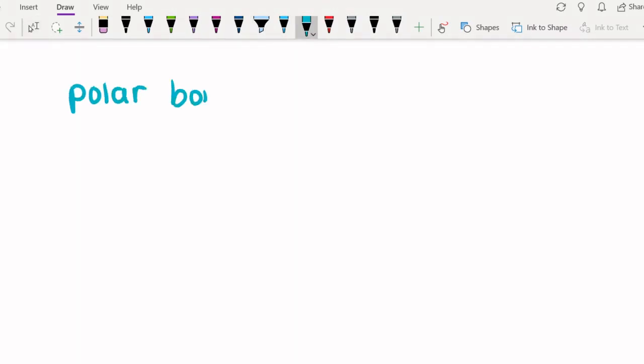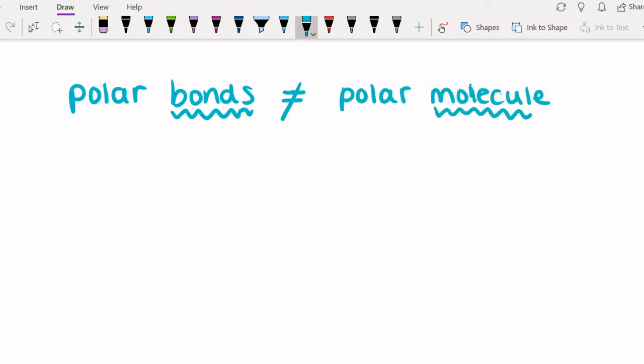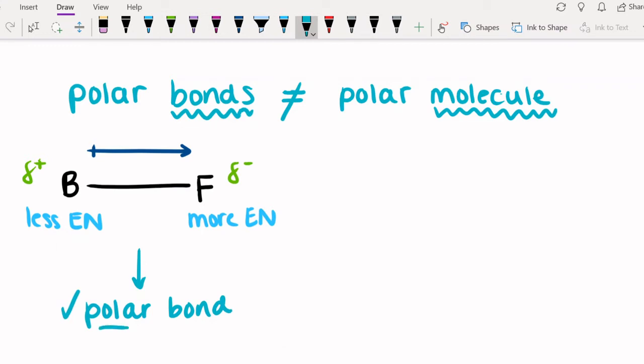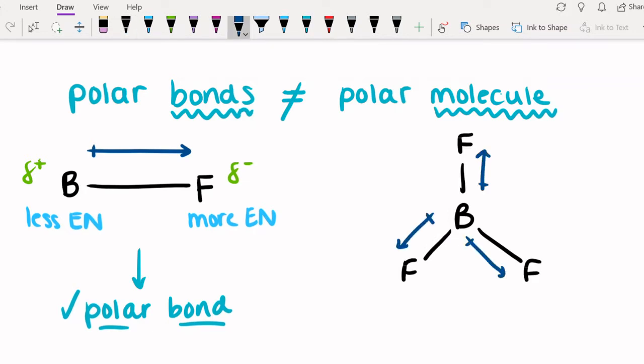Just because a molecule has polar bonds doesn't necessarily mean the whole molecule is polar. Let's take a look at a covalent bond between boron and fluorine. Fluorine is more electronegative than boron, so this is a polar bond. Boron trifluoride has 3 bonds between boron and fluorine. However, the electrons near boron will be pulled toward the fluorines in 3 opposite directions. This means that the attraction from the fluorines will cancel each other out. As a result, the molecule is nonpolar.